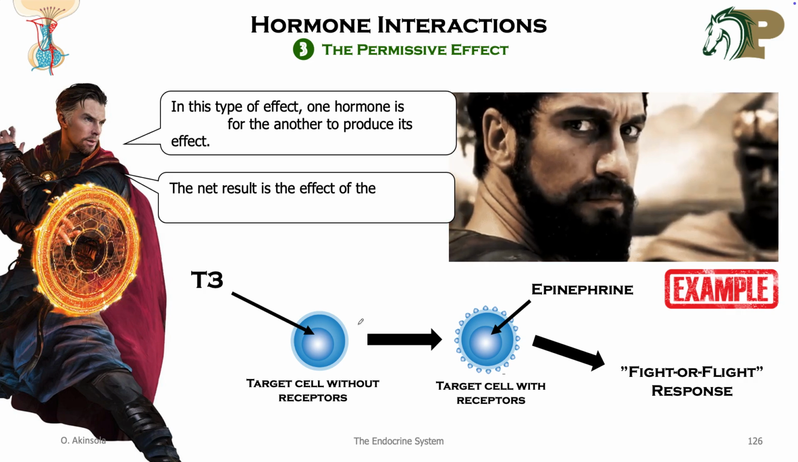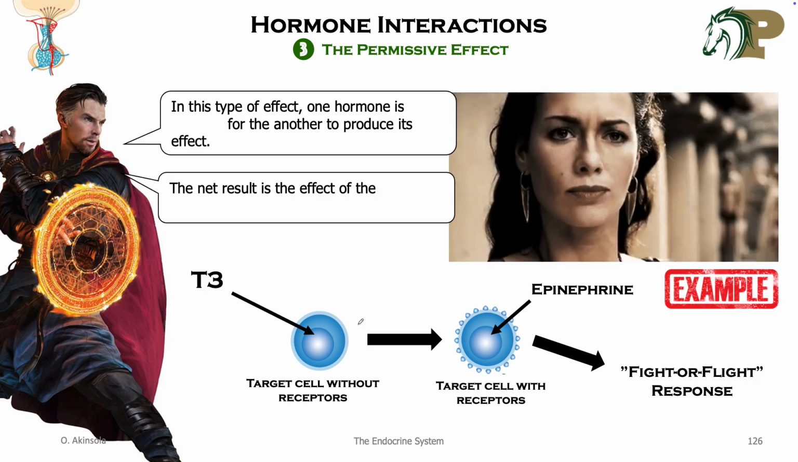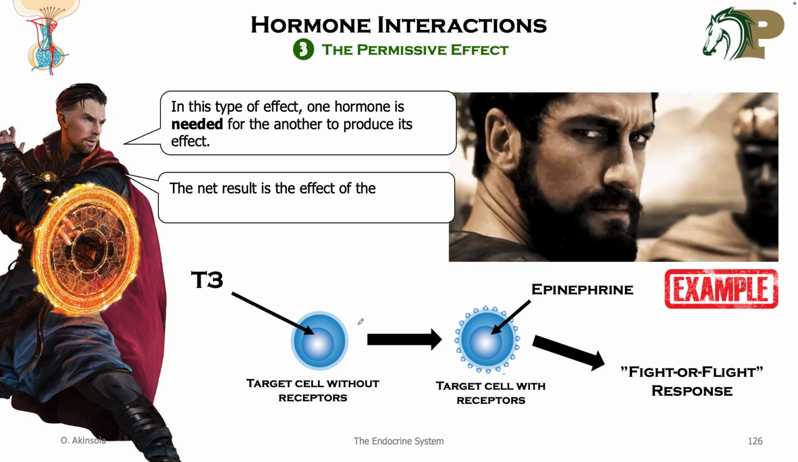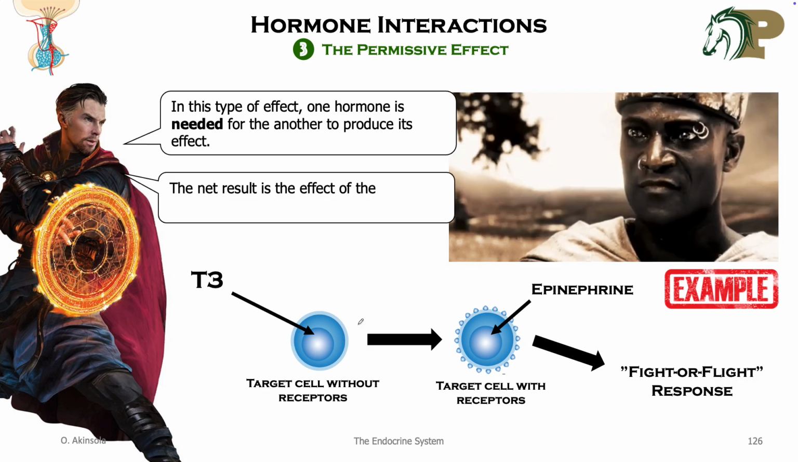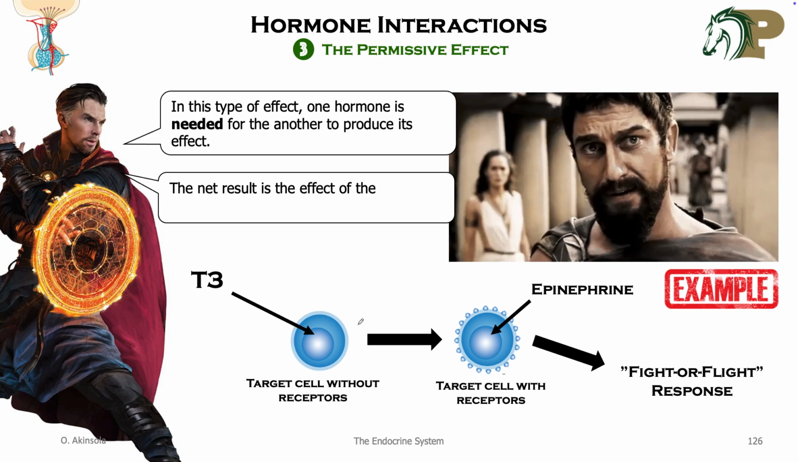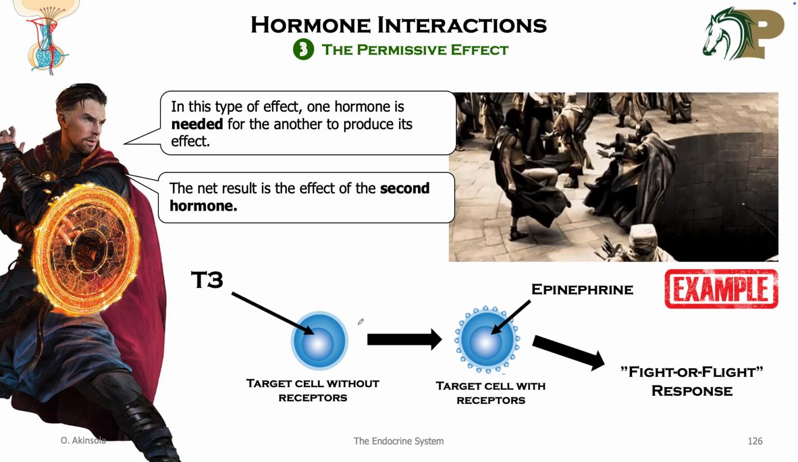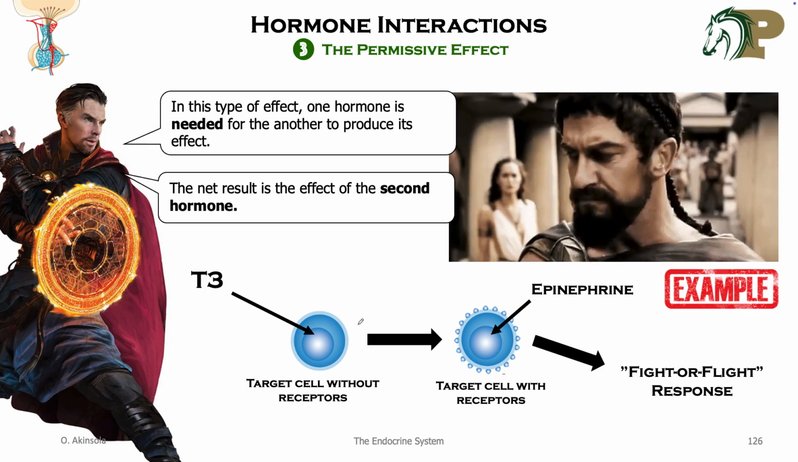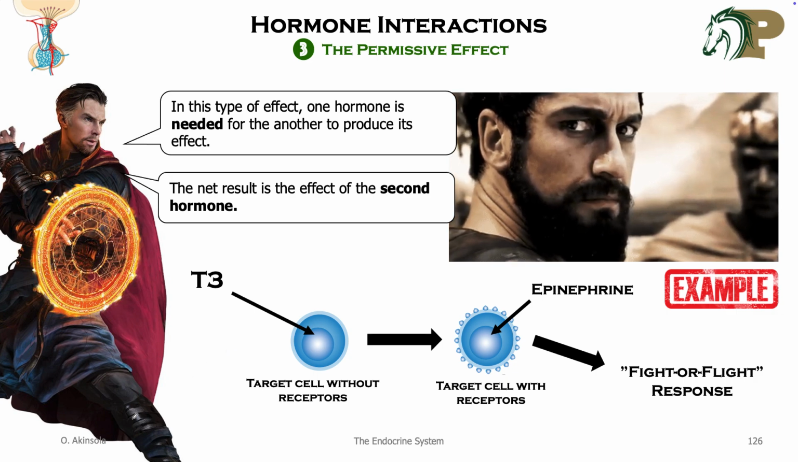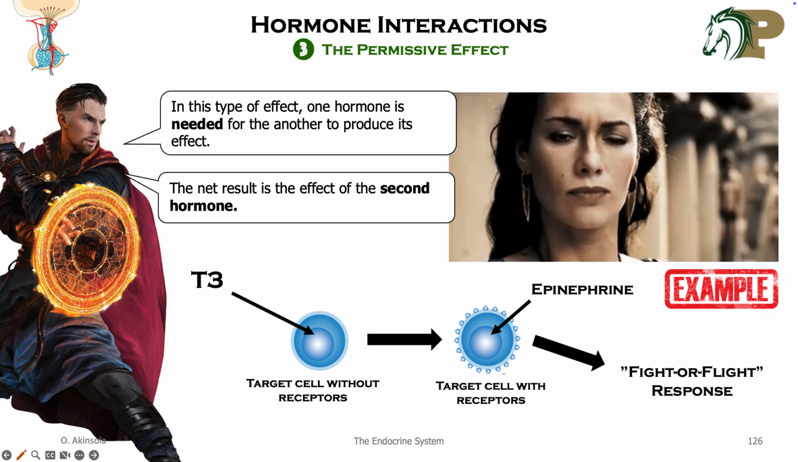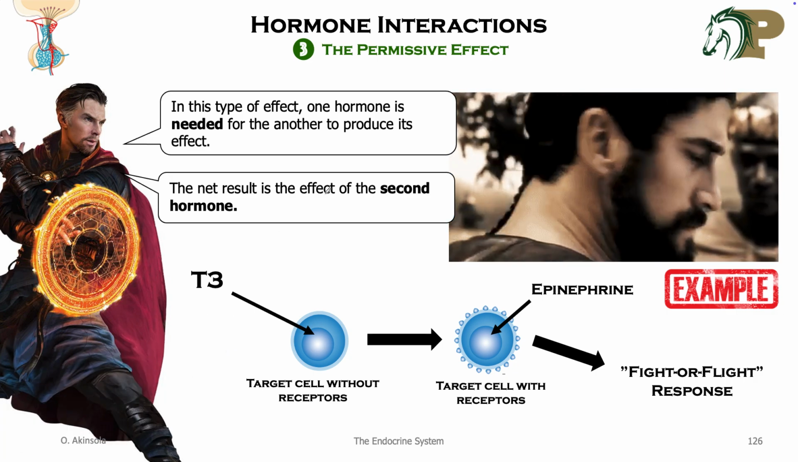Permissive effect. In this type of effect, one hormone is needed for another to produce its effect. The net result of this effect is the effect of the second hormone. Essentially what's happening here, well, actually, let's take a look at the clip first.